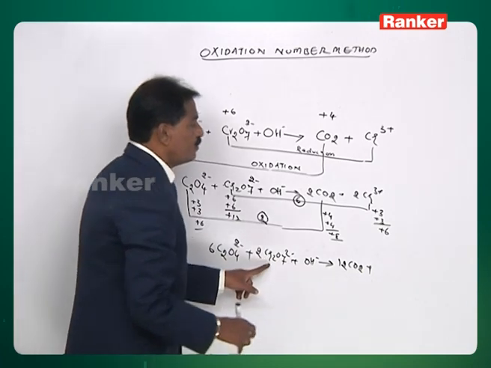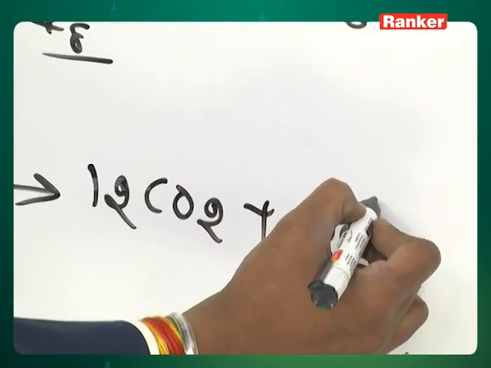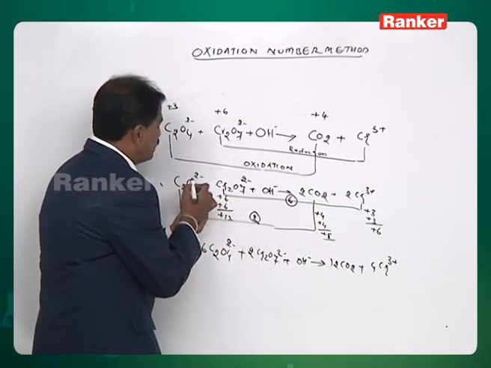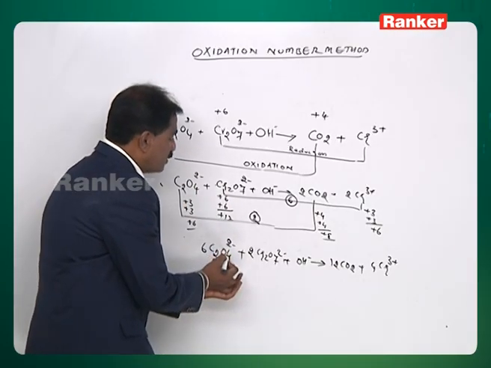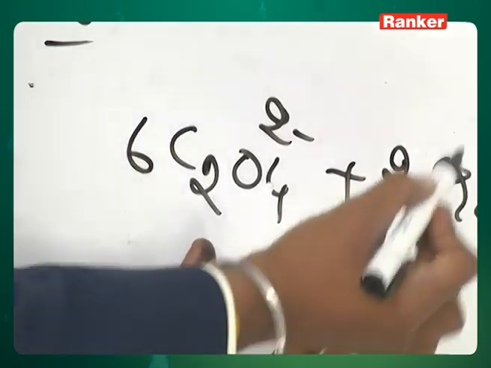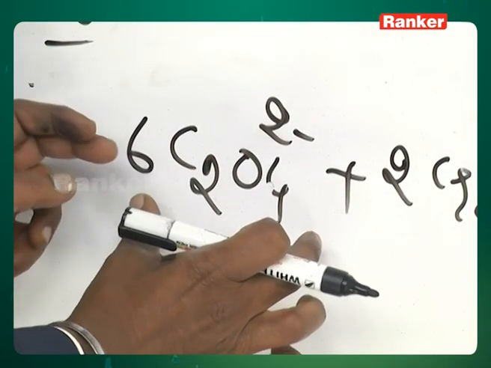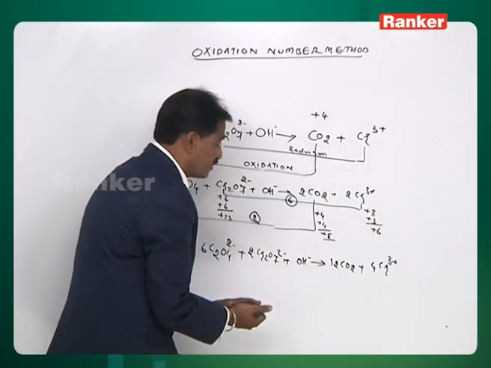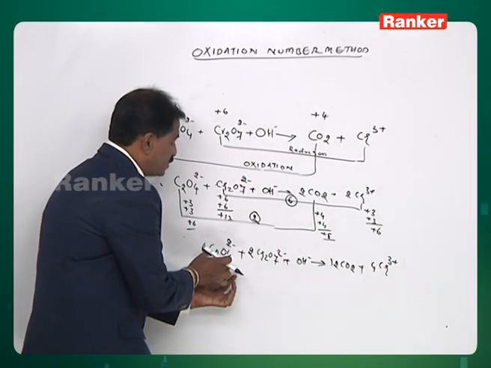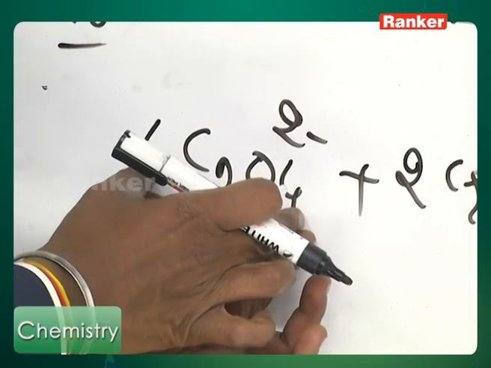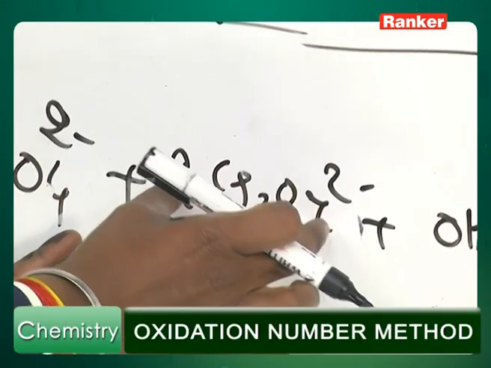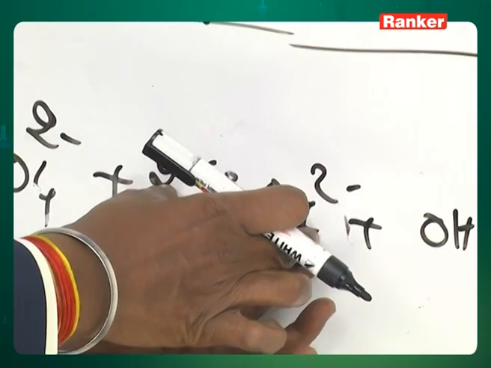Here 4 chromium atoms. Therefore make this side also 4. After balancing the heteroatoms, now we have to balance the oxygen atoms. For balancing the oxygen atoms, first count the total number of oxygen atoms on the left side as well as on the right side. Here on the left side, 6 into 4, 24 oxygen atoms. Here 2 into 7, 14. So 24 plus 14, 38 oxygen atoms are present.